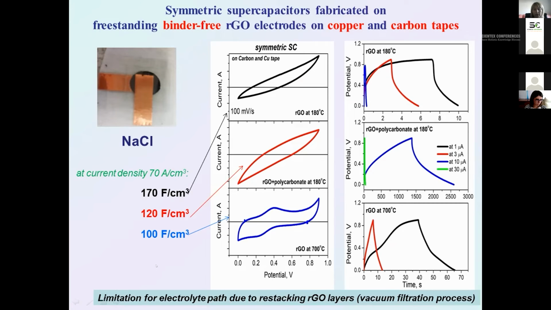So we understand that we have limitation, first of all, because of restacking of reduced graphene oxide layer. It means no good way for electrolyte inside in material. And second, tape is not good material because of a lot of resistance of glue.